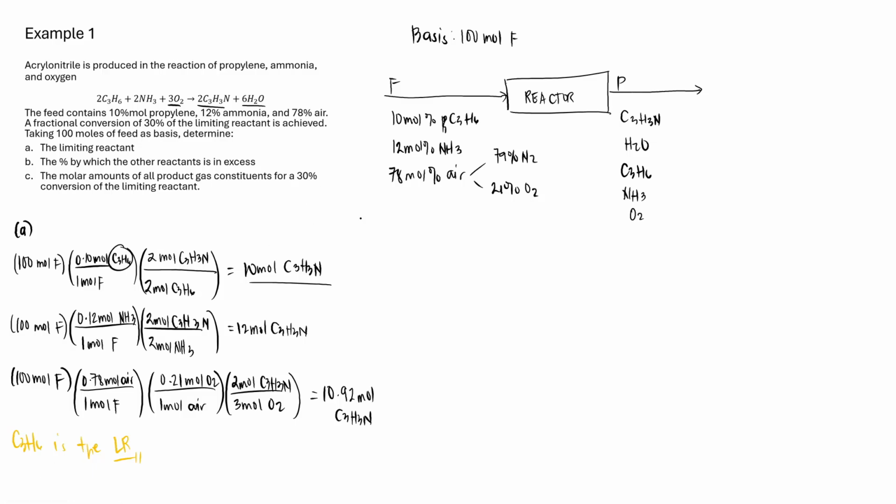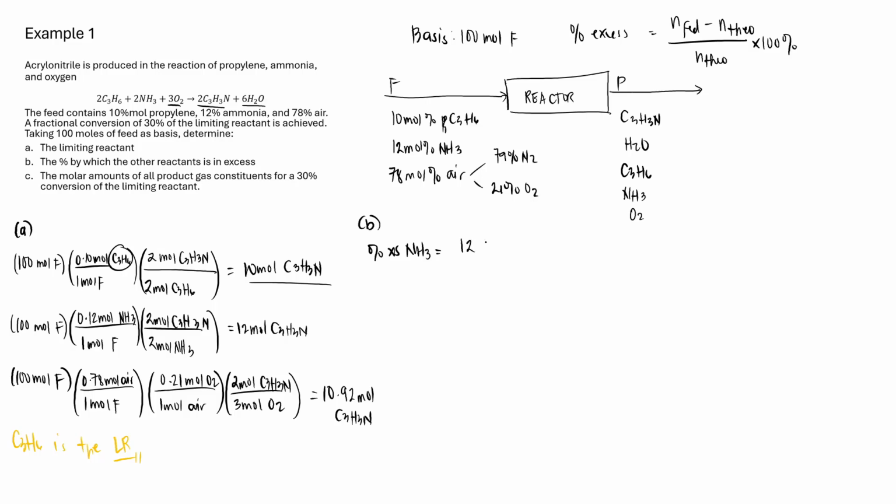Okay, so I'm just going to write it here. Percent excess is the number of moles fed minus the number of moles theoretical, over the number of moles theoretical, times 100%. So for NH3, the number of moles fed is 12 moles, that's 100 times 0.12.